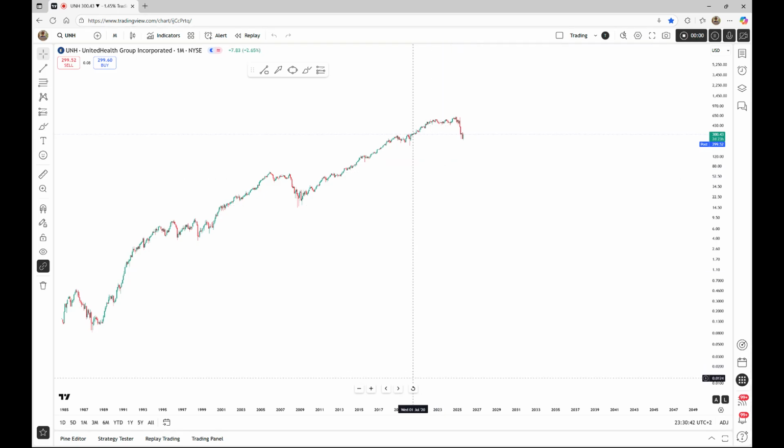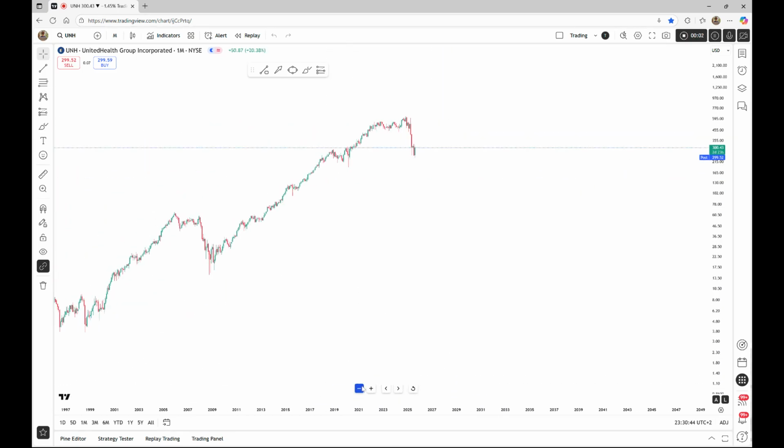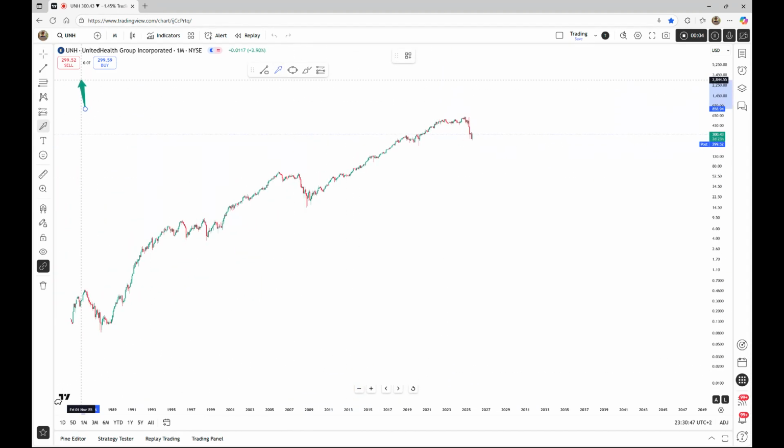United Health now creates the next major bottom. Today we analyze United Health. However, by actually looking at a higher time frame, we are perfectly able to determine where United Health will head next in the near future.